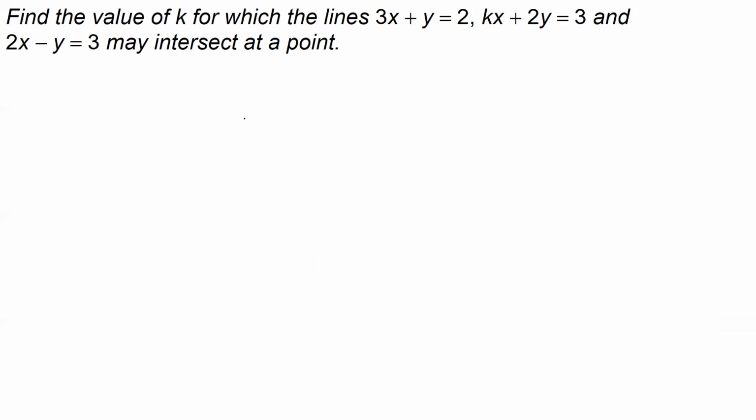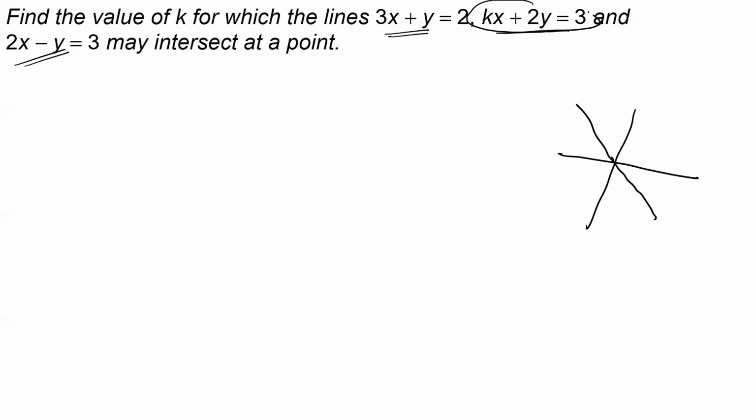Next question. Find the value of k for which the lines this, and this may intersect at a point. So we want all of these three lines to intersect at a given point. That means all of these three lines should pass through one point. So you just take these two equations first: 3x + y = 2 and 2x - y = 3. You solve these two equations and find the point of intersection. Now I want my third line, kx + 2y = 3, to also pass through that particular point.